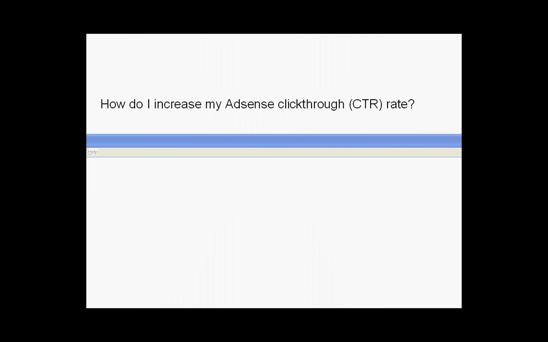In this video, we will look at the important aspects of the integration and positioning of your AdSense ad units and link units. The question that most AdSense publishers ask themselves is, how do I increase my AdSense click-through rate? Now I'll show you the most effective techniques to increase your CTR.